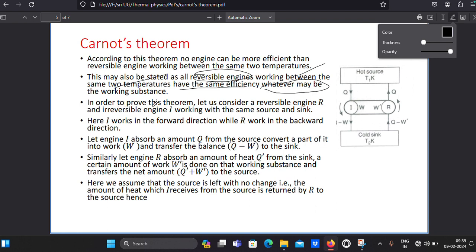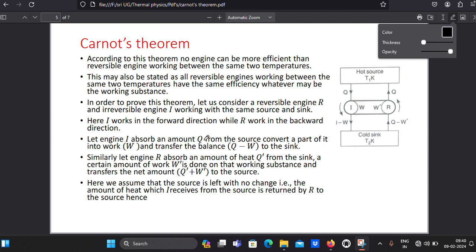In order to prove this theorem, let us consider a reversible engine R and an irreversible engine I. For the reversible engine I have taken R, and for the irreversible engine I have taken I. They work with the same source and sink. I'm not changing the source and sink, I'm always using the same source and the same sink. Here I works in the forward direction, while R works in the backward direction. So if I works like this, then R has to work in the reverse direction.